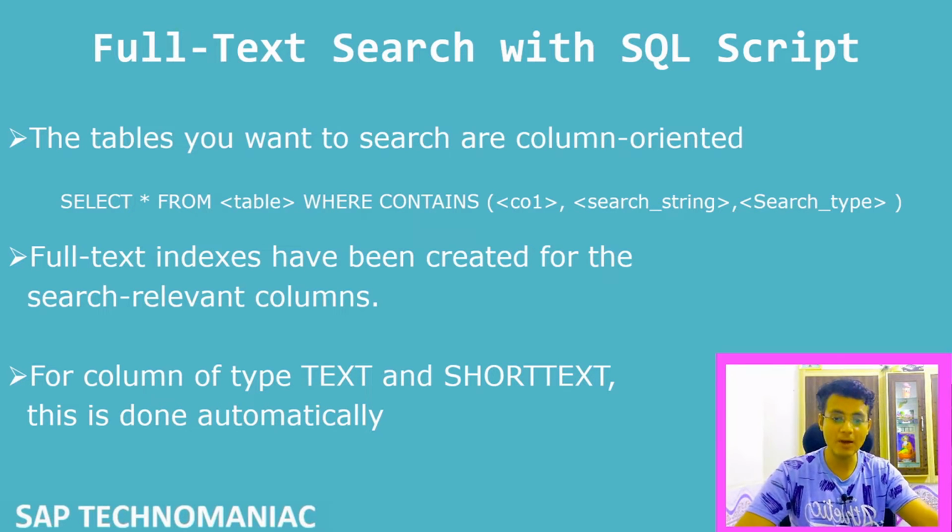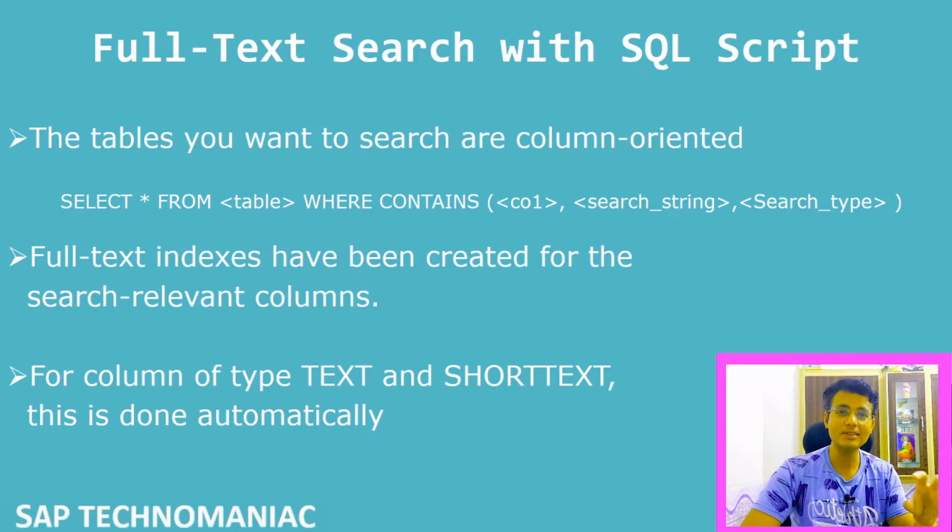In the HANA database we have text, short text and varchar, like in ABAP we have string and character. For text and short text type columns, those full text indexes are created automatically when we define the column with text or short text. If you have defined it with varchar, it will not be created automatically. These are the data types.